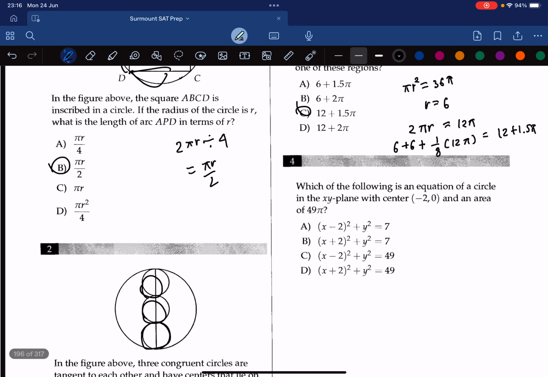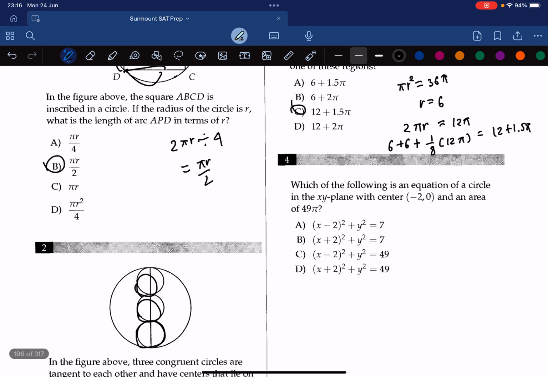Question 4. Which of the following is an equation of a circle in the xy plane with center -2, 0 and an area of 49 pi? We can solve this using, again, pi r squared. So pi r squared is equal to 49 pi here. Solving for r, we get r squared is equal to 49, so r is equal to 7 here.